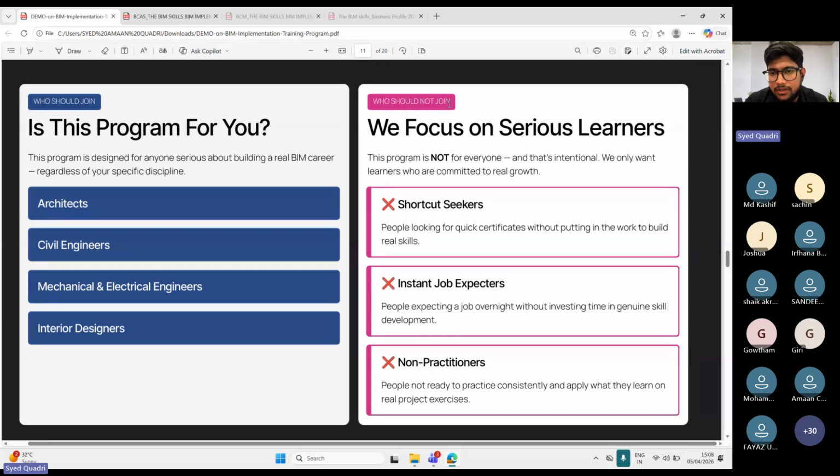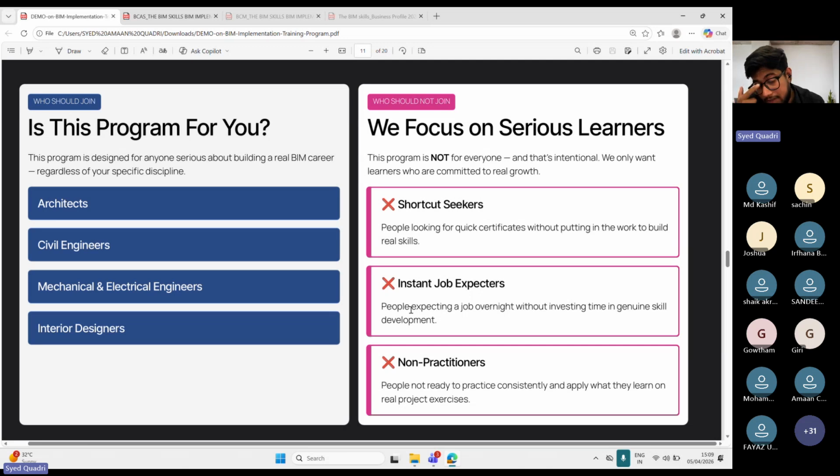Who should not join? This program is not for everyone, and that's intentional. We only want learners who are committed to real growth. If you're looking for shortcuts, as I said, only for a certificate, or you want an instant job, people expecting a job overnight without investing time in genuine skill development. Because nowadays companies hire by taking the tool test. If you clear the tool test, then only they will hire you.